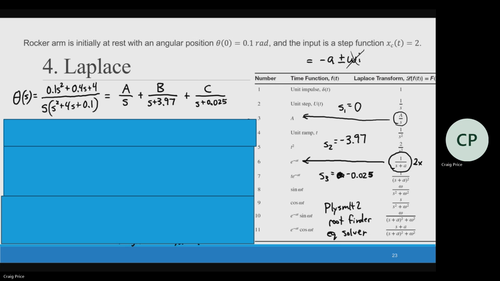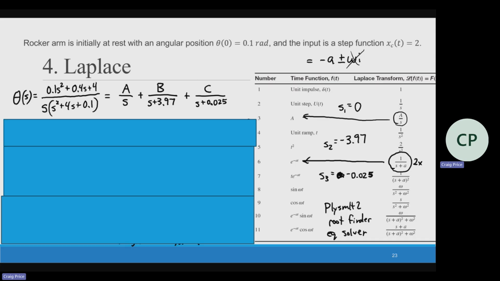What are they? 0, negative 3.97, and negative 0.025. They're two negative real roots. So if I have negative real roots, that means I just have an A term, and they're not repeated. That would be line 7.